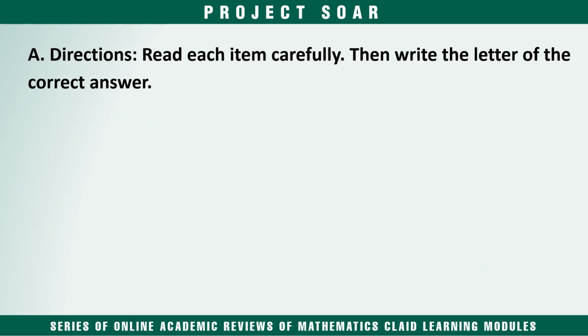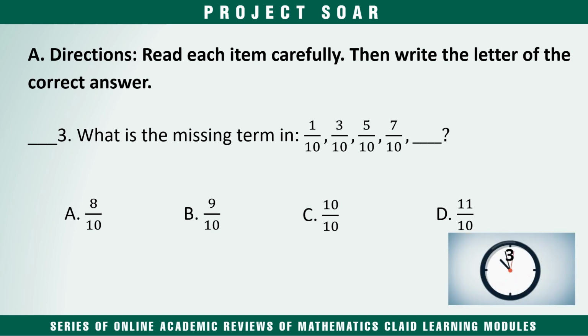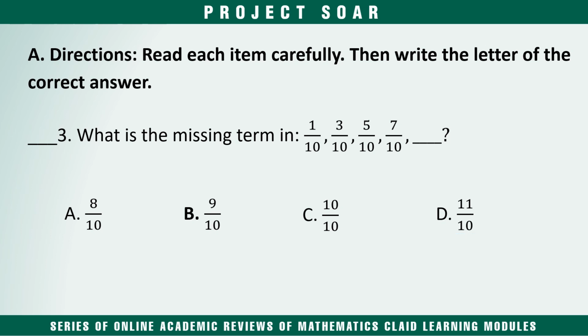Let us proceed to number 3. What is the missing term in 1/10, 3/10, 5/10, 7/10? A. 8/10, B. 9/10, C. 10/10, D. 11/10. If your answer is B, you're correct.